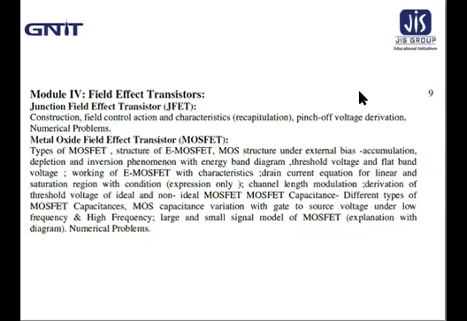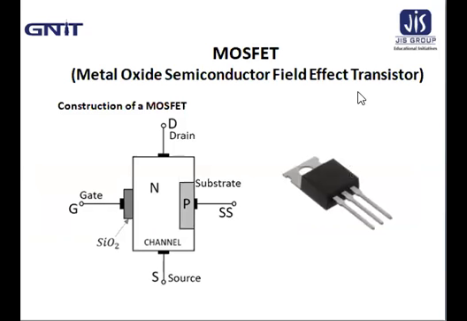Today we will discuss the enhancement MOSFET, or e-MOSFET, and its characteristics. Now, what is MOSFET? That is metal oxide semiconductor field effect transistor. There is another name for this MOSFET, that is IGFET, that means insulated gate field effect transistor. It is an FET which operates in both depletion and enhancement modes of operation.